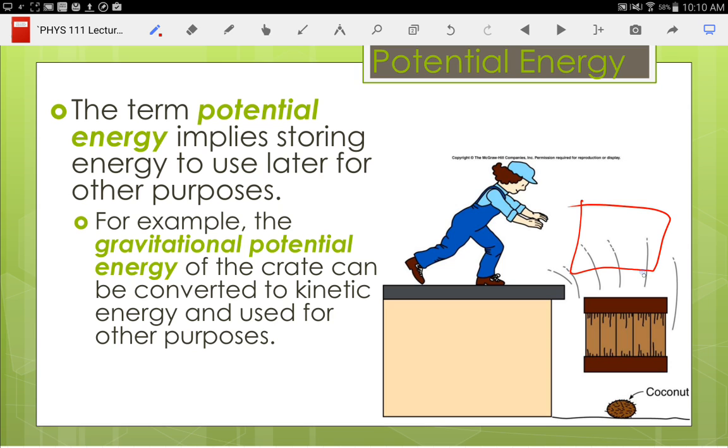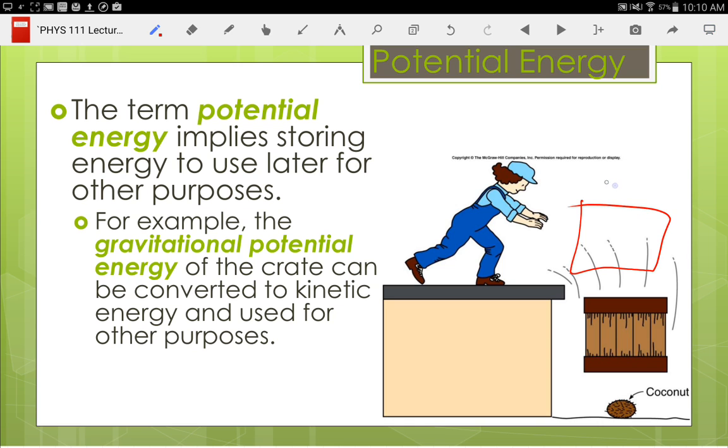But when it starts dropping, what's happening? It's starting to have kinetic energy because it's starting to move. And kinetic energy is energy in motion. But where's the energy coming from? It's coming from the work done by gravity. And so that potential energy in gravity is dropping and being converted into the kinetic energy.